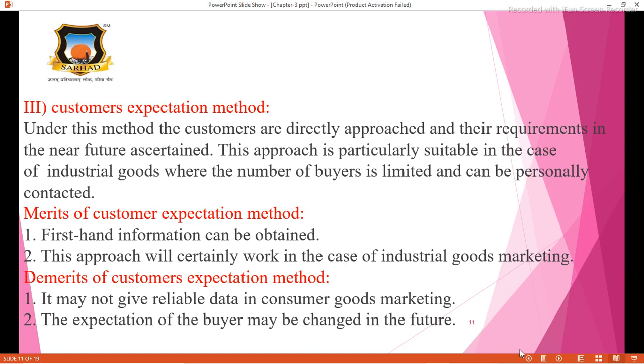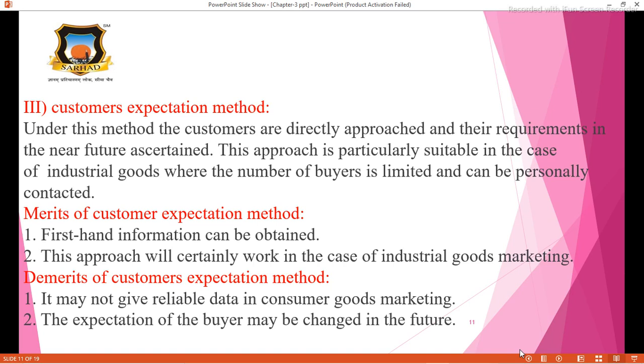In this method, for getting information about the sales, you directly contact the customers, or you can take feedback from the customers about their expectations. It is possible to contact industrial customers, but it is very difficult to contact the direct consumer.